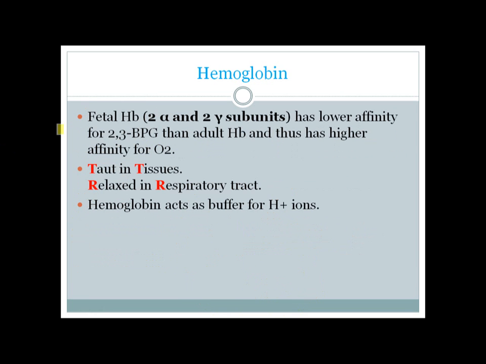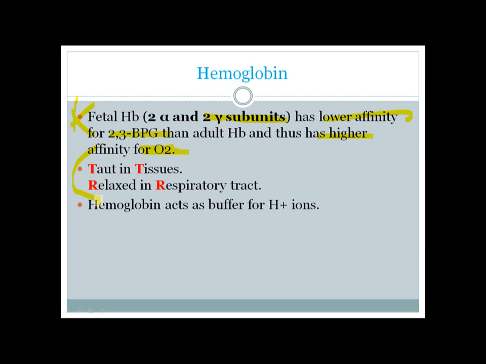which is favorable for tissue. The fetal hemoglobin has 2 gamma subunits in spite of having 2 beta subunits, and it has a lower affinity for 2,3-bisphosphoglycerate. And as it has a lower affinity for 2,3-BPG, it has a higher affinity for oxygen, because 2,3-BPG is a substance which lowers the affinity of hemoglobin for oxygen.